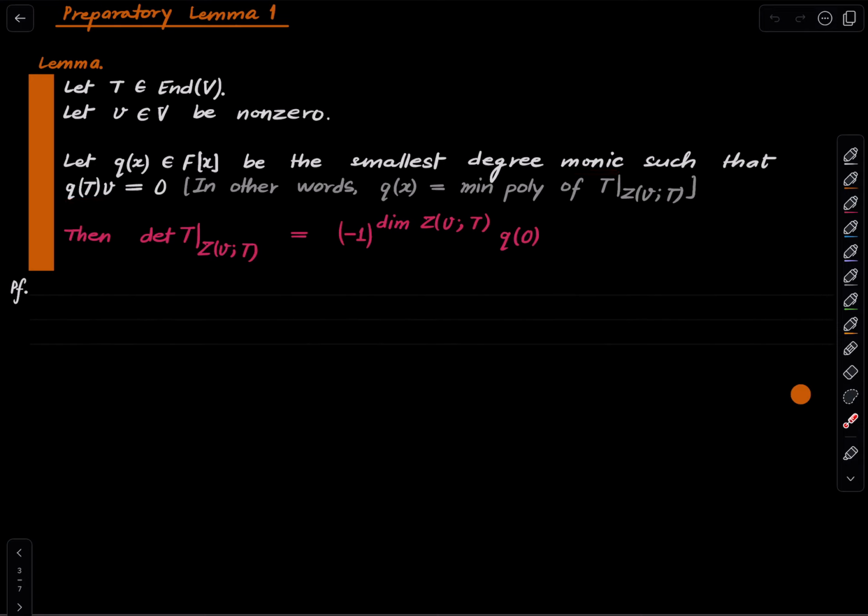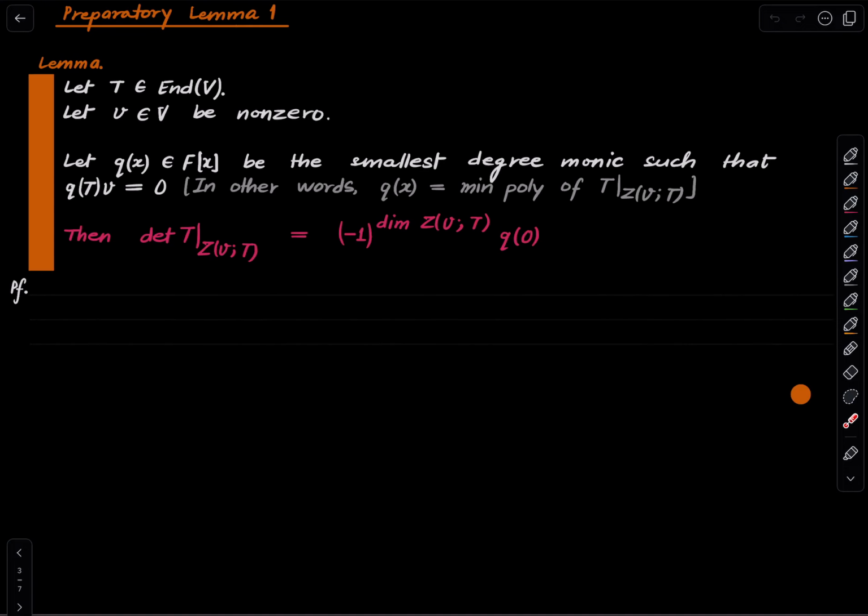This kind of thing we did many times earlier. Then we want to say that the determinant of this restricted endomorphism is some sign, which is what is written here, times Q(0). So very interesting that the value of this polynomial at 0 is governing the determinant. Something very amazing has happened. So let's see the proof. You should pause the video and make sure you understand the statement and then proceed.